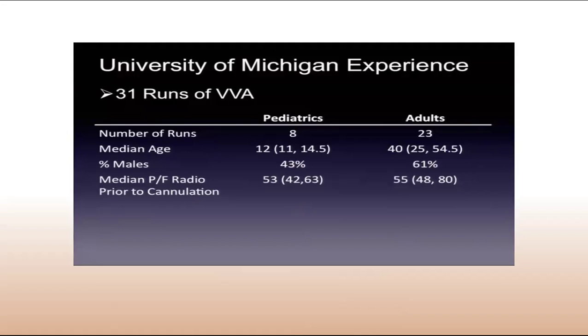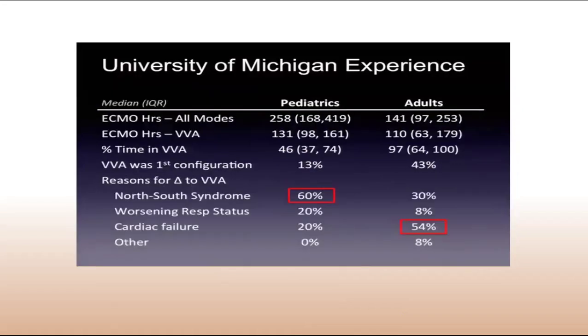So again, the median PF ratio is around 50 to 55 prior to cannulation here. So let us see the outcomes in that particular part. If you see the percentage of time and the outcomes of hybrid ECMO in the Michigan experience, the reason for converting to VAV ECMO in the pediatric population is mostly north-south syndrome, and in the adult population it is mainly cardiac failure.